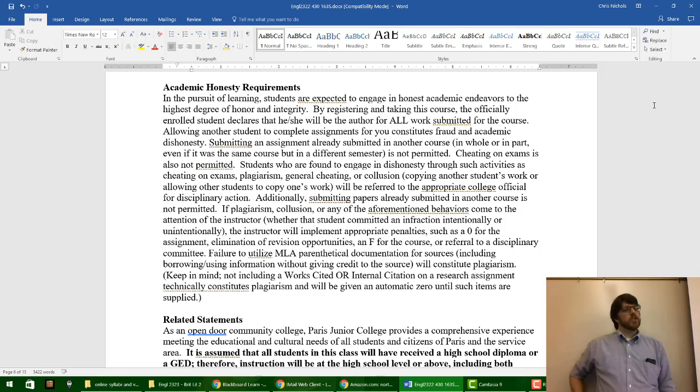Additionally, and that's regardless of whether somebody knows or doesn't know that that's the case, you protect your stuff. Additionally, submitting papers already submitted in another course is not permitted. If plagiarism, collusion, or any of the aforementioned behaviors come to the attention of the instructor, and that's whether the student committed an infraction intentionally or unintentionally.